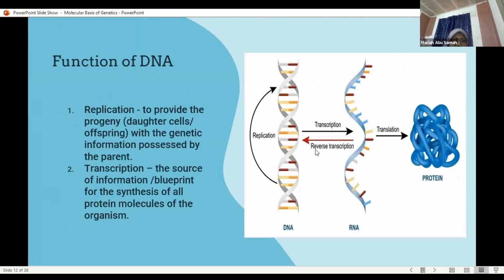There are two functions of DNA, which are replication and transcription. Replication is where the DNA makes a copy of itself during cell division to provide the progeny or daughter cells with the genetic information possessed by the parent, while transcription is the process of synthesis of RNA that will serve as the source of information or the blueprint for the synthesis of all protein molecules of the organism.